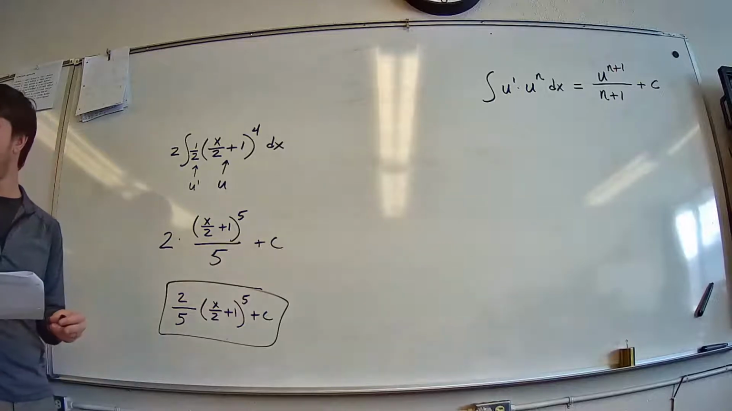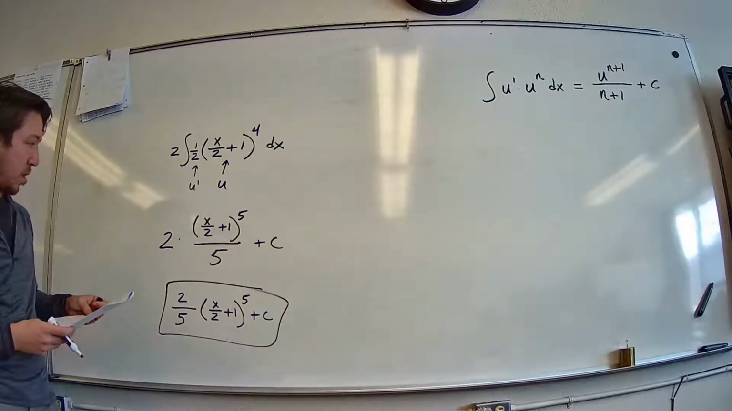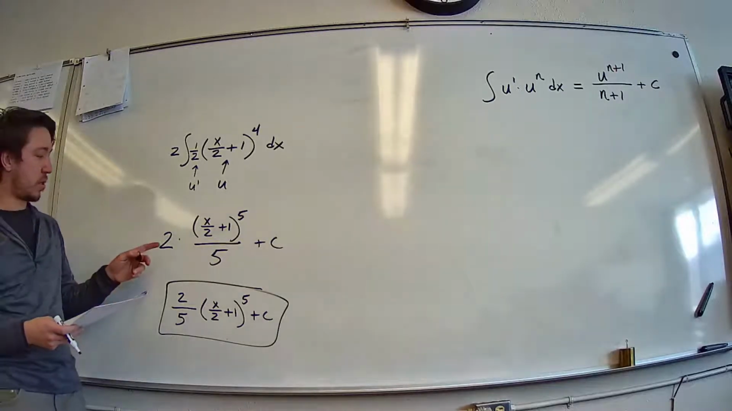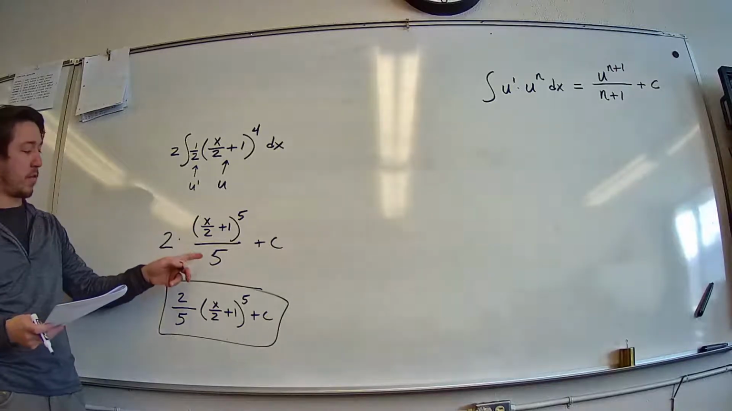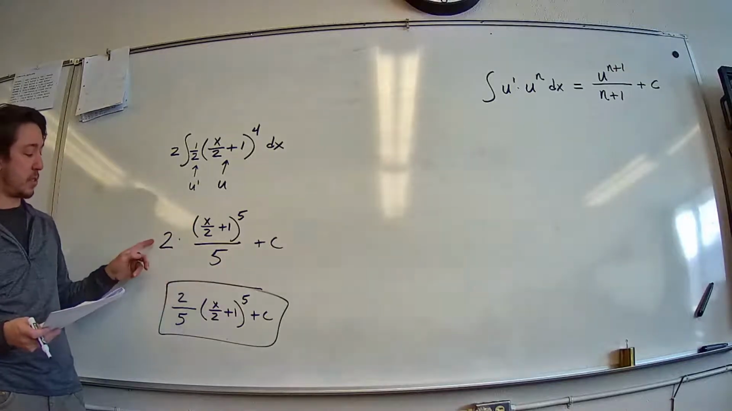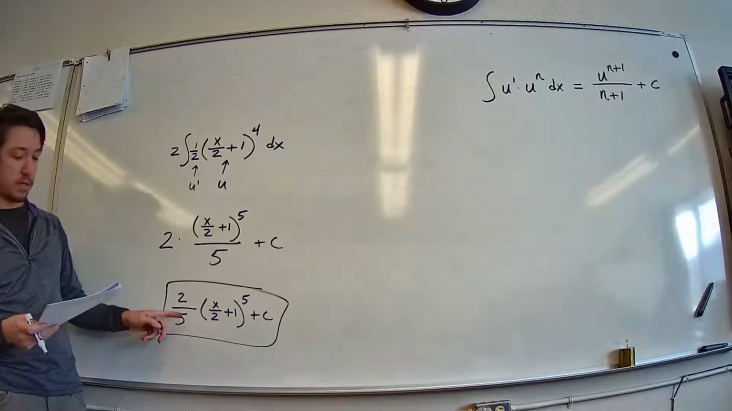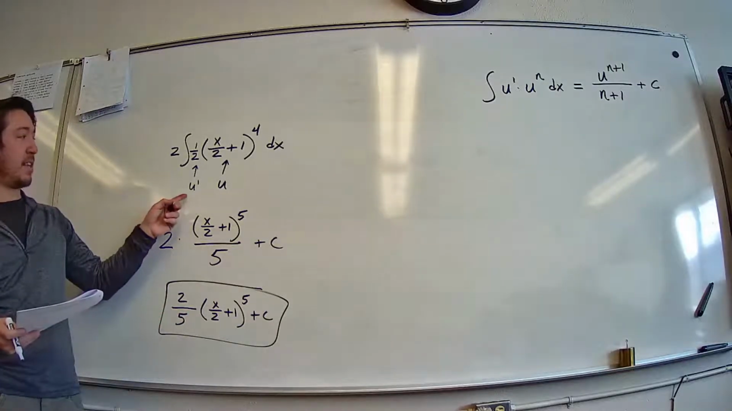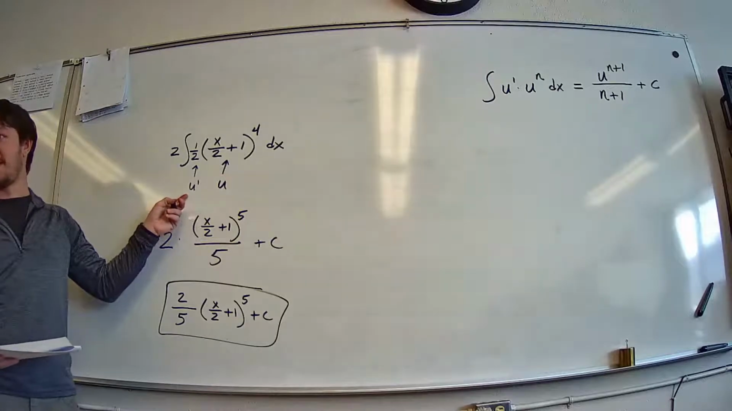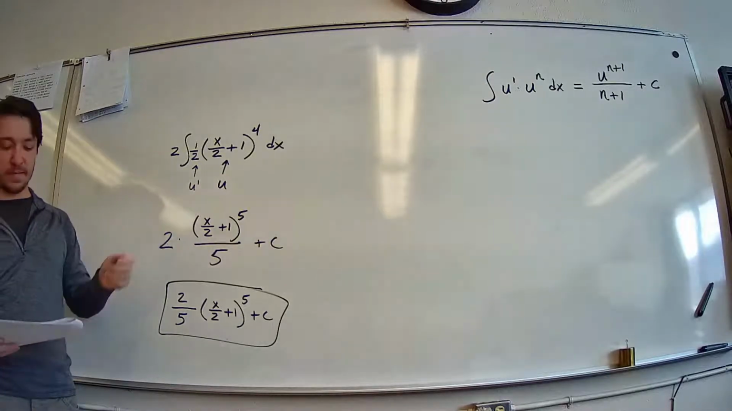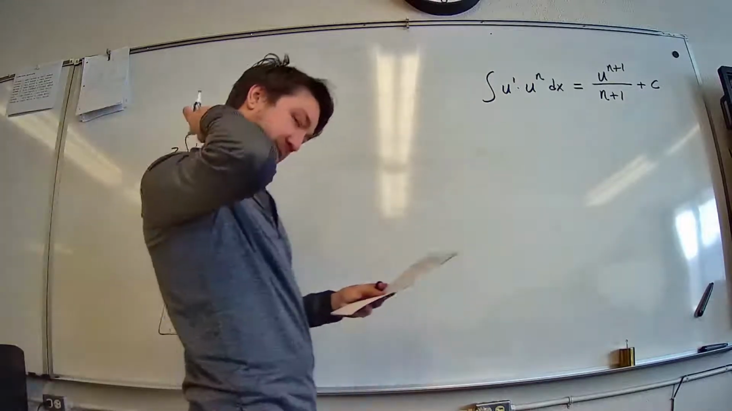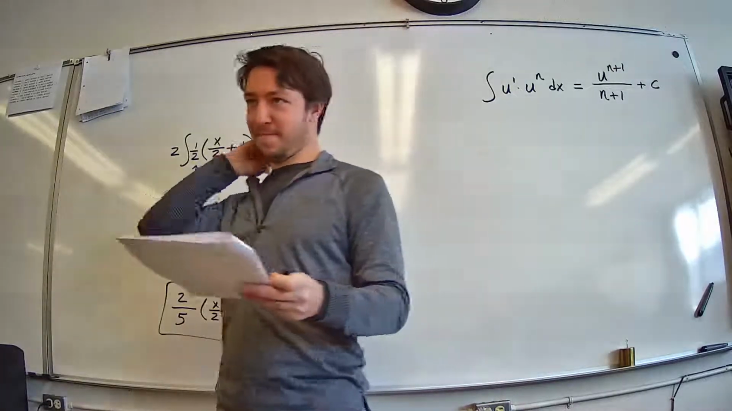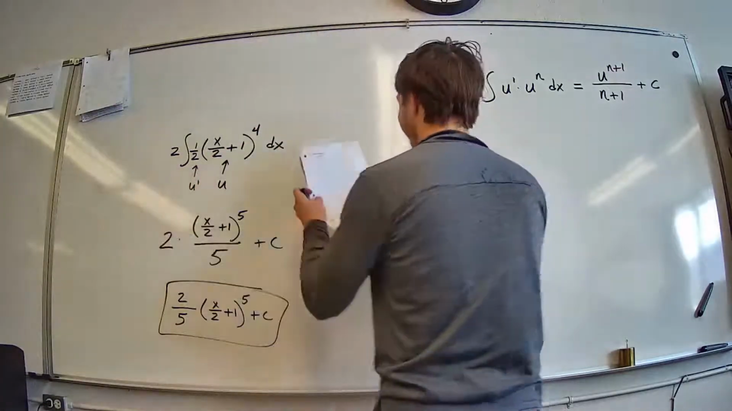I'm confused. Where did the 2 go? Wait, the 2 from the outside is what's this? Well, 2 times u to the 5th divided by 5 is the same as 2 divided by 5 times u to the 5th. The 1/2 was on the inside. We made it go poof. He lived his life purpose. His life purpose is to disappear. We delete him. We have fulfilled his purpose in life.